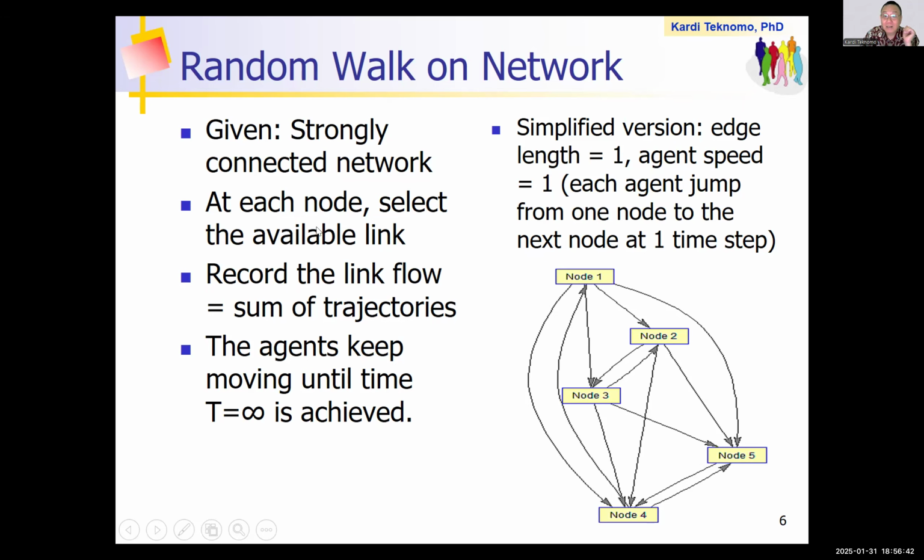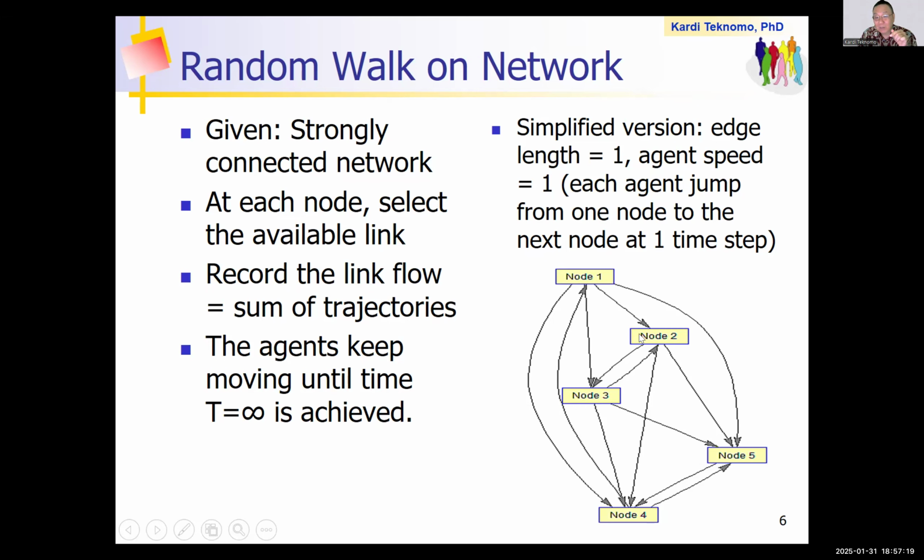And then in each node, we select the available link, depending on the arrow. For example, from node 1 going to node 2. And then from node 2, what are the possible nodes? Going to node 3 or 4 or 5, right? Then you just put a random number, and you select any node. Every time you pass from node 1 to node 2, in this link, you record a link flow. So you add 1 in this link.